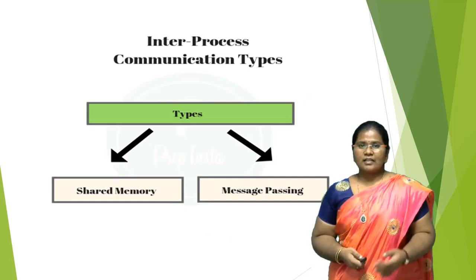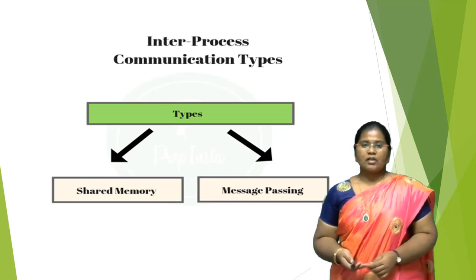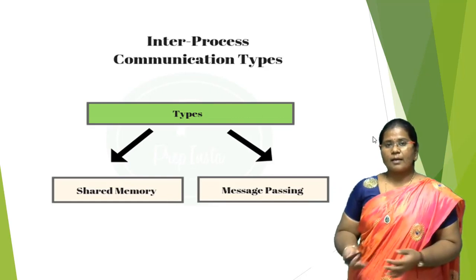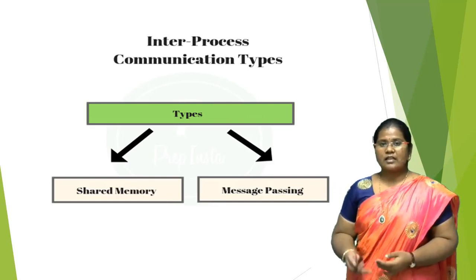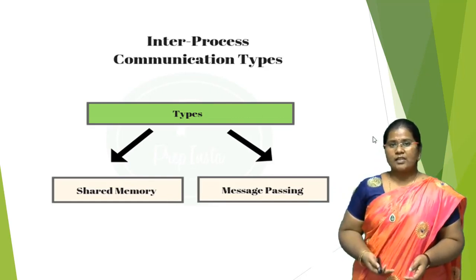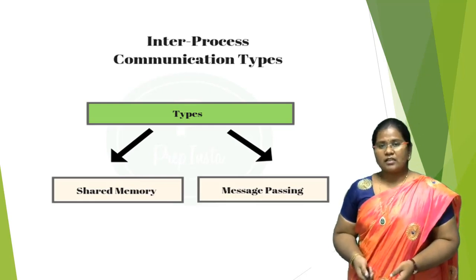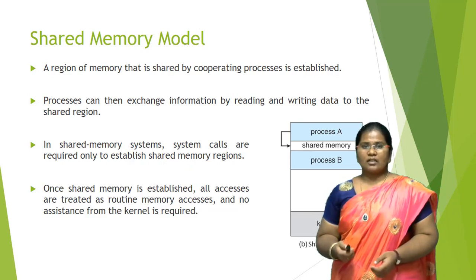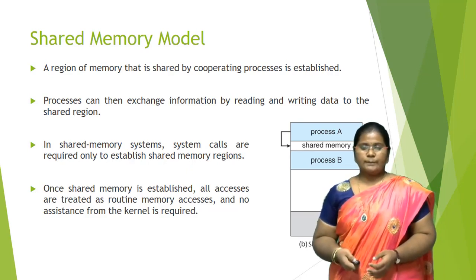So now let us see the types of inter-process communication. We have two models which provide the communication between two processes running in a system. One is the shared memory model and the other is the message passing model. Now let us see what this shared memory model is.